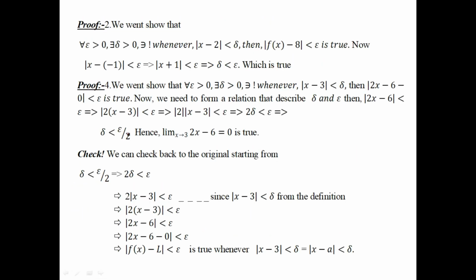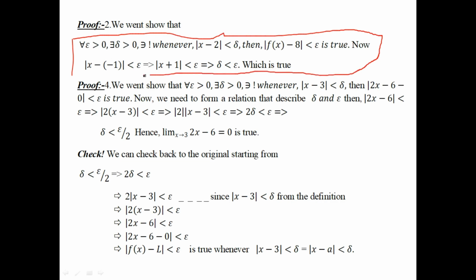Again, the same is true for example 2. This is the formal definition. Using the formal definition, we will prove if this one is true. We want to show that for every epsilon greater than 0, there exists one value of delta greater than 0, such that whenever this happens, then this should be true. So we'll start from that one.